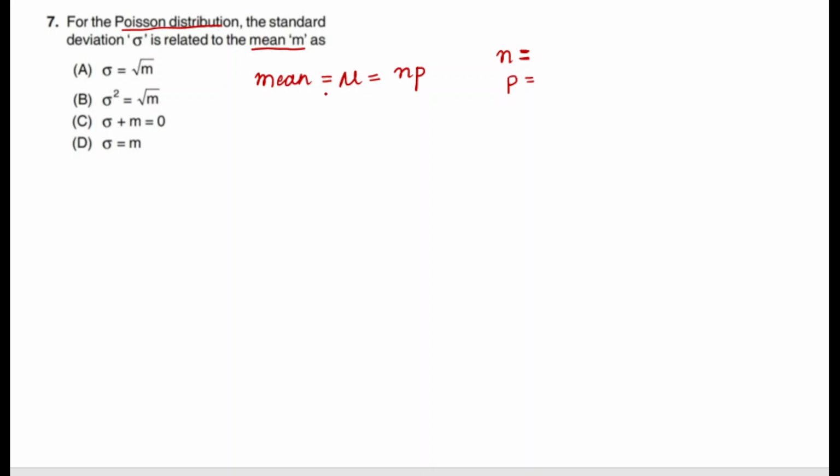Now what they have asked next is the standard deviation. Standard deviation is represented by sigma, which is equal to the square root of n into p. This is the formula for the mean and the standard deviation. From equations 1 and 2, instead of np, I can substitute mu, so sigma is equal to the square root of mu. Instead of mu, here they have represented the mean in terms of m. So sigma is equal to the square root of m. So which is the right option?